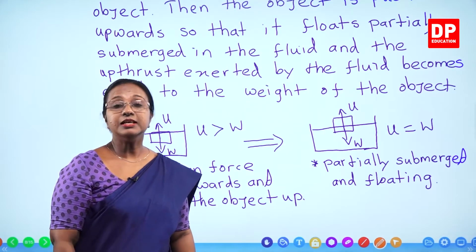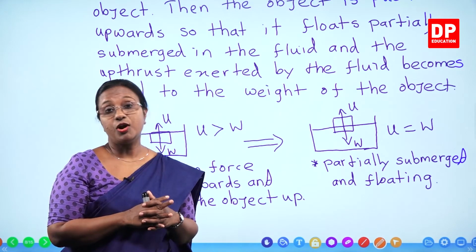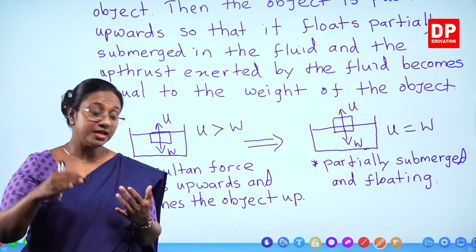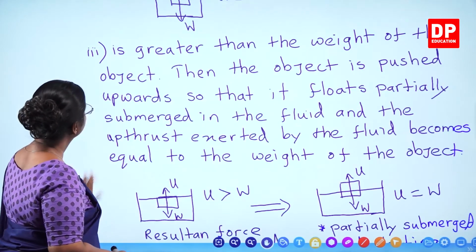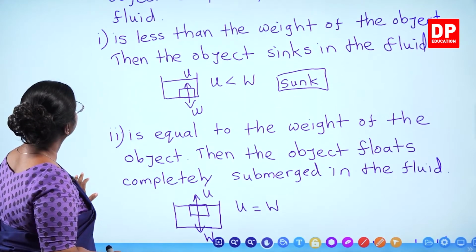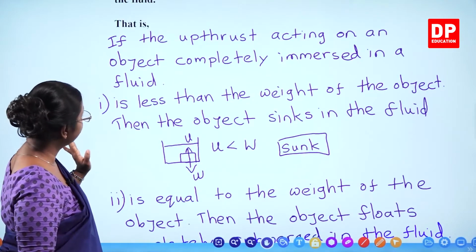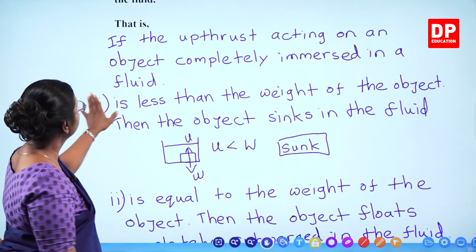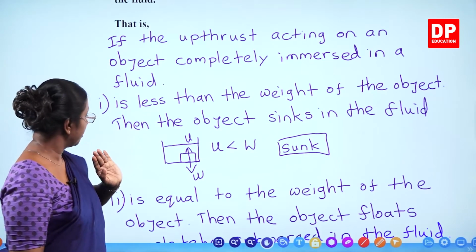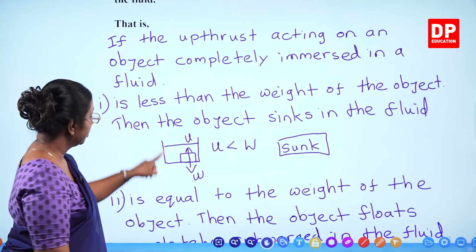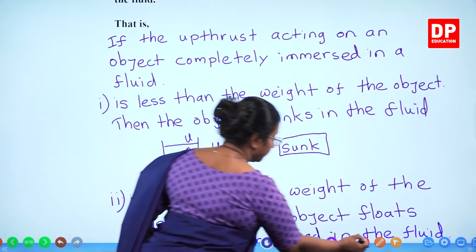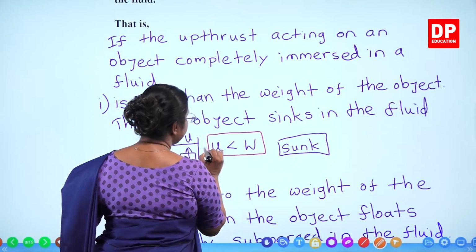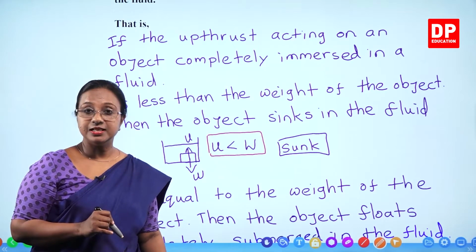So that is the instance. Is it clear to you all now? 3 instances. In one instance, the object sinks in a fluid. That is the first instance here. So these are the conclusions that we are trying to understand. If the upthrust acting on an object completely immersed in a fluid is less than the weight of the object, then the object sinks in the fluid. So here upthrust is less than the weight, object sinks in the fluid.